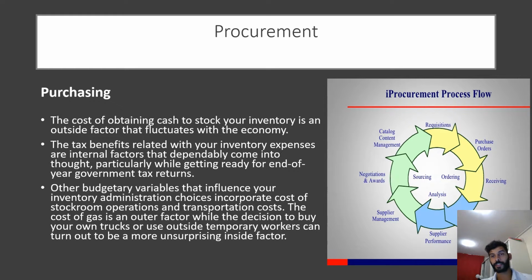The procurement process is as follows. Firstly, we have requisitions, where the company is required to buy a certain product or a certain item for the inventory, then go to purchase orders, and then we receive the item itself. This is followed by the payment to the supplier, and then the supplier's performance is then related to the product that is given and the quality of that product. Then it is followed by the supplier management, negotiation and awards, and then the catalog contact management.